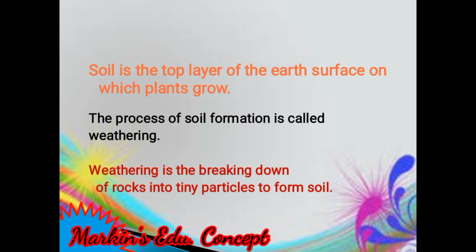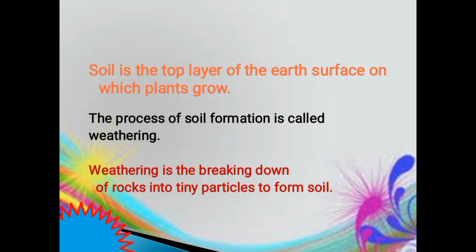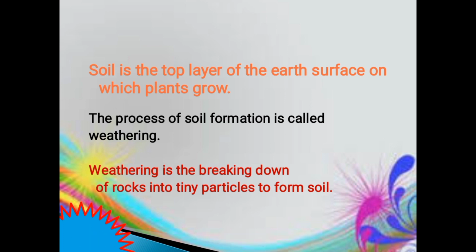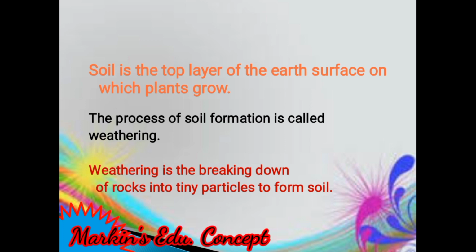Soil is the top layer of the earth's surface on which plants grow. Then the process of soil formation is called weathering. The process of soil formation is called weathering. So weathering is the breaking down of rocks into tiny particles to form soil.